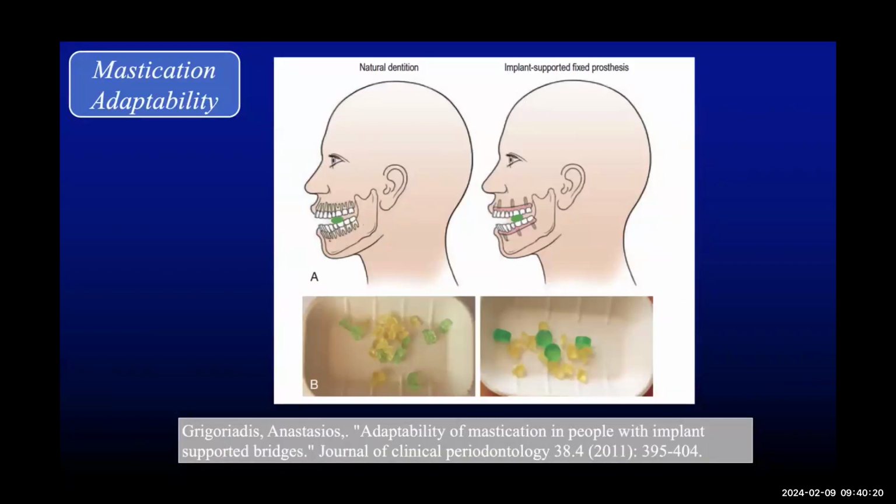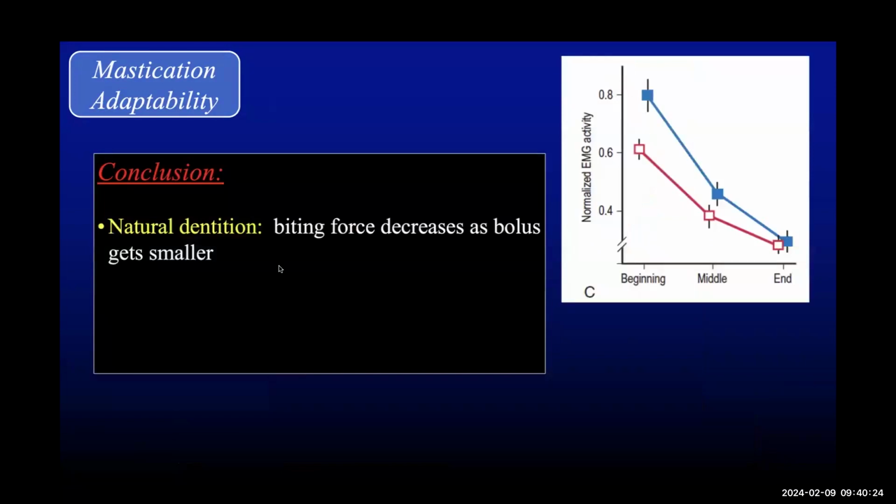If you look at mastication adaptability, what does that mean? Well, when you have natural dentition and you bite things such as, in this study, gummy bears, as the bolus gets smaller, as the material gets smaller in the mouth, the biting force decreases. Okay, this is a natural occurrence, and it's part of that proprioception feedback loop.